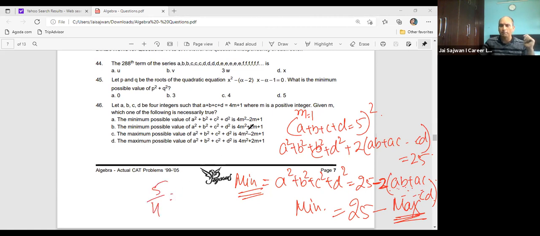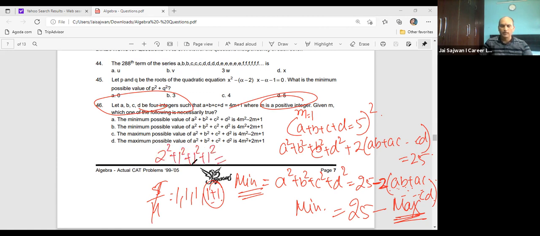5 by 4 is the value, but here it is given they are integers. Okay. A, B, C, D are 4 integers. Iska matlab they should be integers. I'll say put them equal, 1, 1, 1, 1. 1 is left, that will be given to any of the numbers. So what do you get? You get 2 square plus 1 square plus 1 square plus 1 square. That is 3 plus 4, 7, is the value which is going to come.